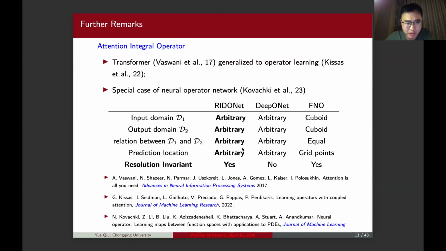For this table, the first four rows for our framework and DeepONet are the same, so they are all very general. The only difference is that since our framework can take functional input, in theory it should have the resolution-invariant feature. And since DeepONet takes discrete inputs of these parameters, for some problems or applications, it may not have that.